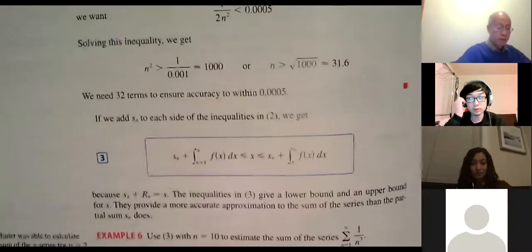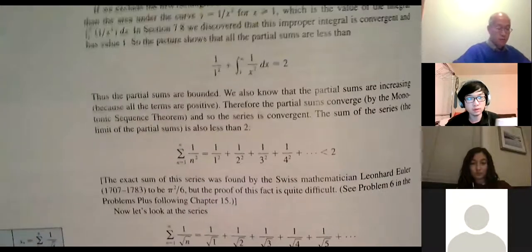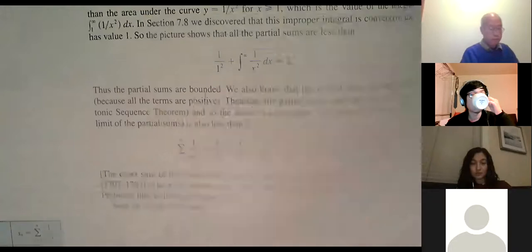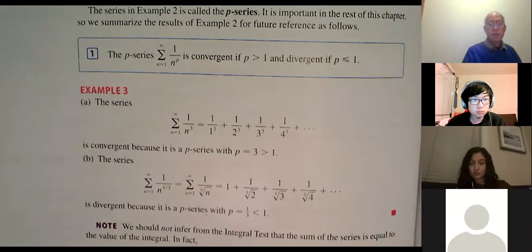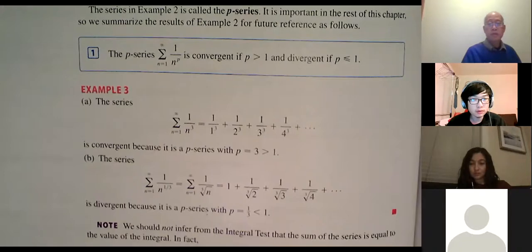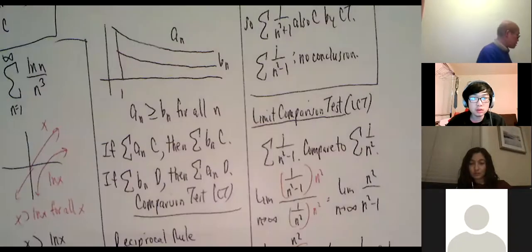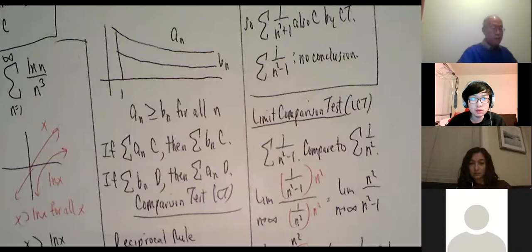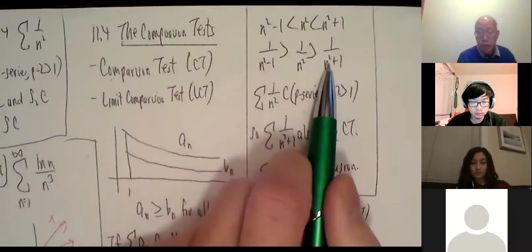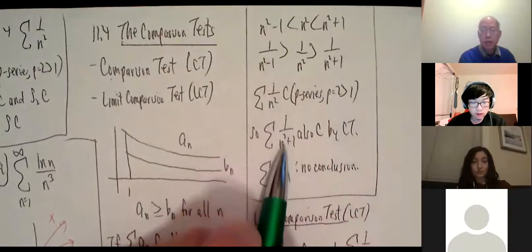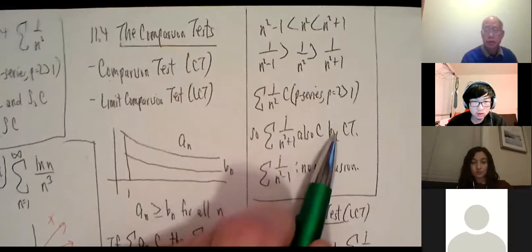Let's see if I can find that for you again. Formula for p series. Page 722. The p series summation of 1 over n to the p. It's convergent if p is greater than 1, divergent if p is less than or equal to 1. So the comparison number is 1. This is n squared, so it's a convergent p series. Therefore, anything smaller than that, let's see, this one is smaller. So summation of 1 over n squared plus 1 also converges by the comparison test.